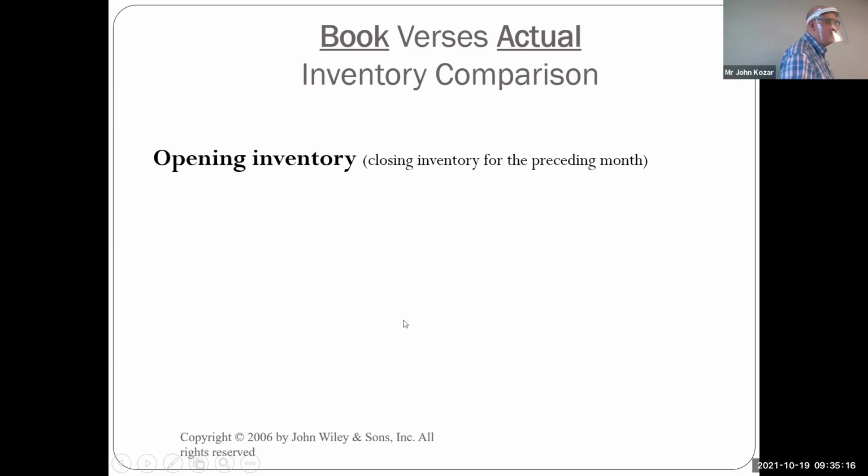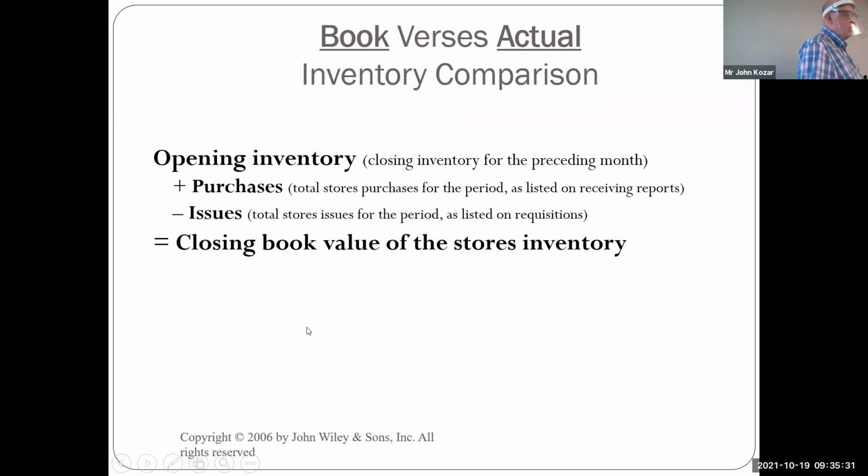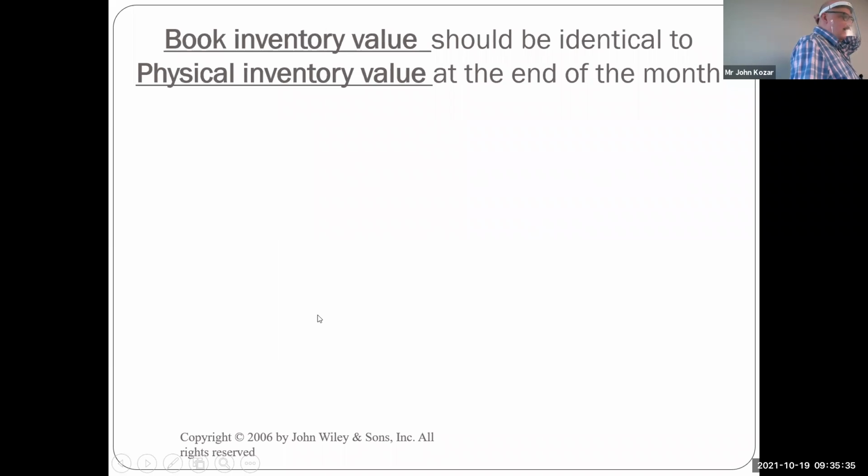So we have some formulas. We're going to take a look at the opening inventory, just like we're looking at food costs. Look at the purchases, subtract the issues out of the storeroom into the kitchen, and that gives the closing book value of the store's inventory. They should be identical. In a perfect world, they're going to be identical.